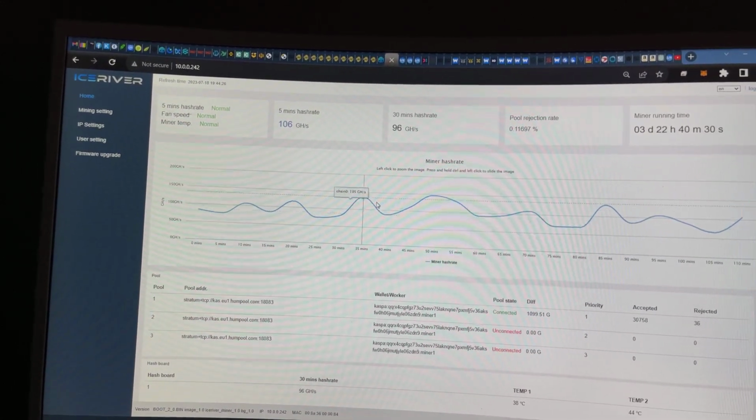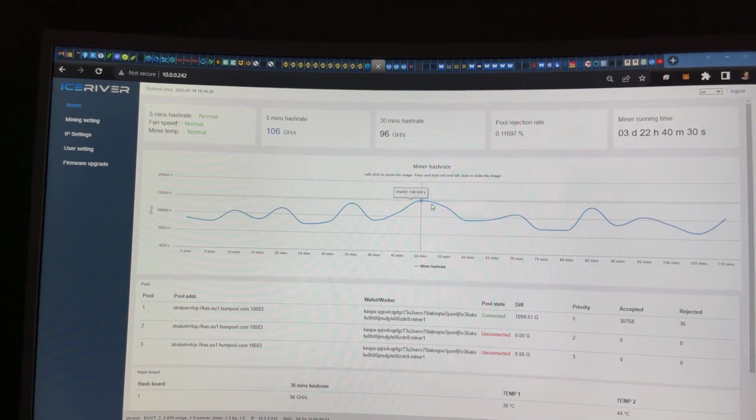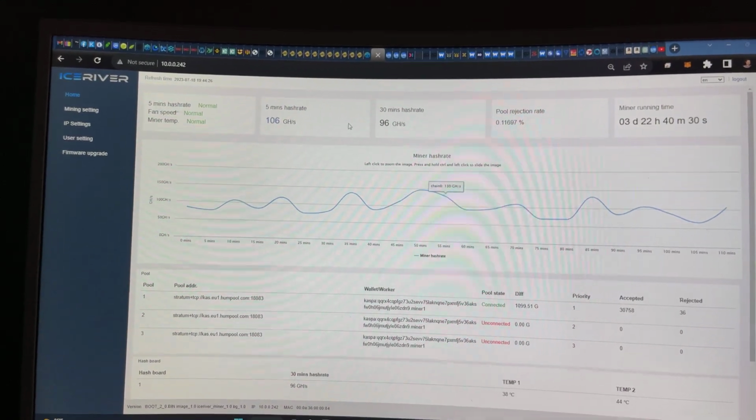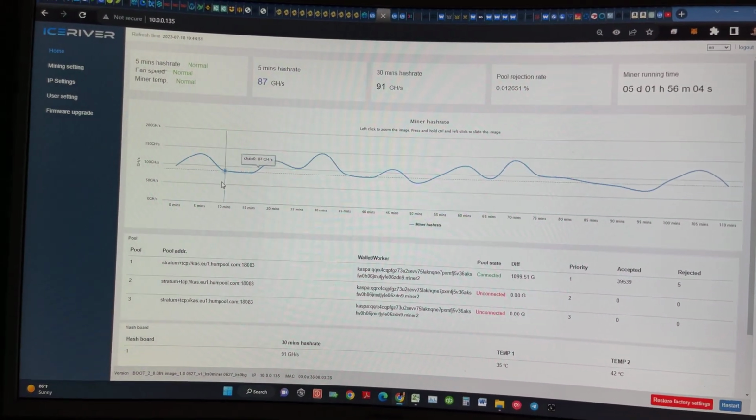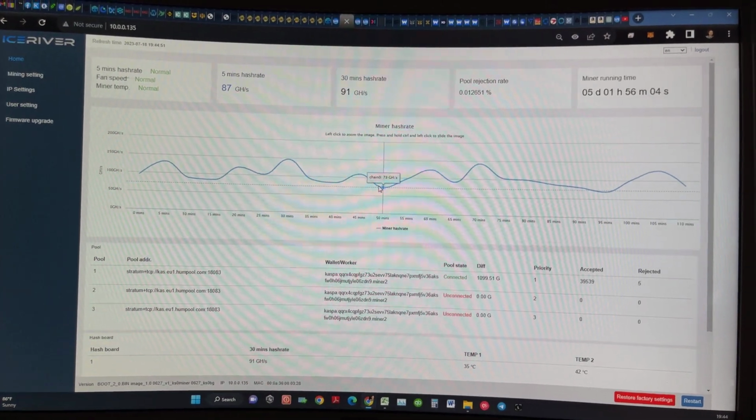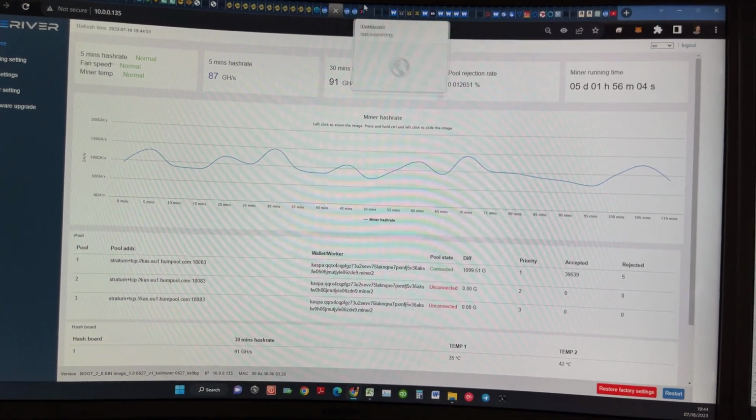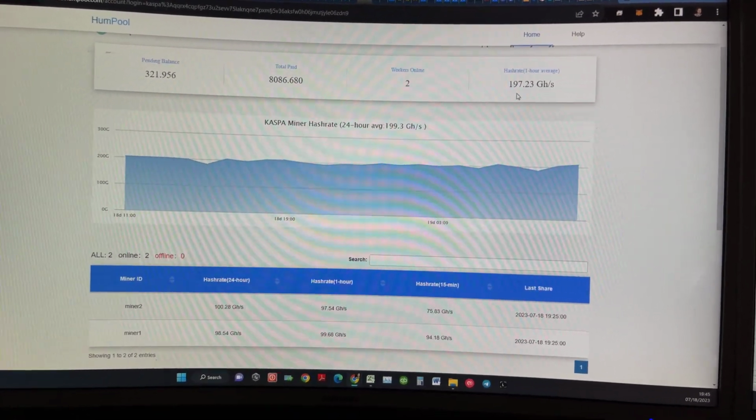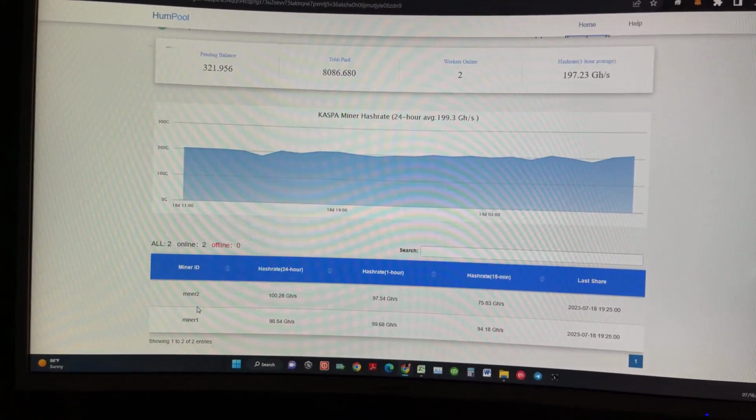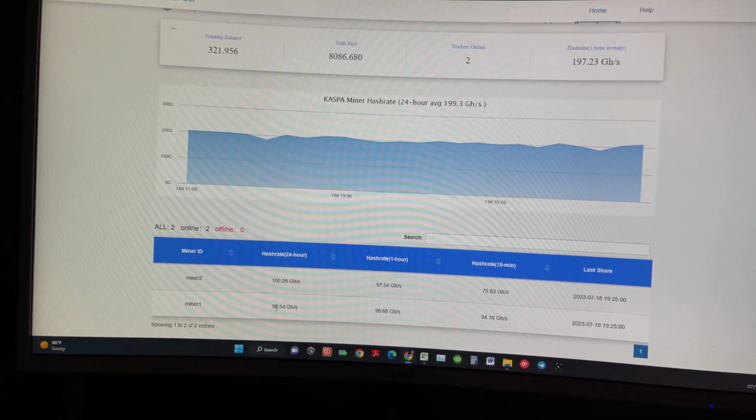But it's kind of hanging around 100 gigahash. So going lower and upper, 120, 130, and lower 69, something like that on the first one. On the second one, I have close to the same, from 130 to 73, 69, so on average about the same. But overall my hash rate is 197, which I think is great. And the average hash rate here for 24 hours is also close to 200, so it's 198.